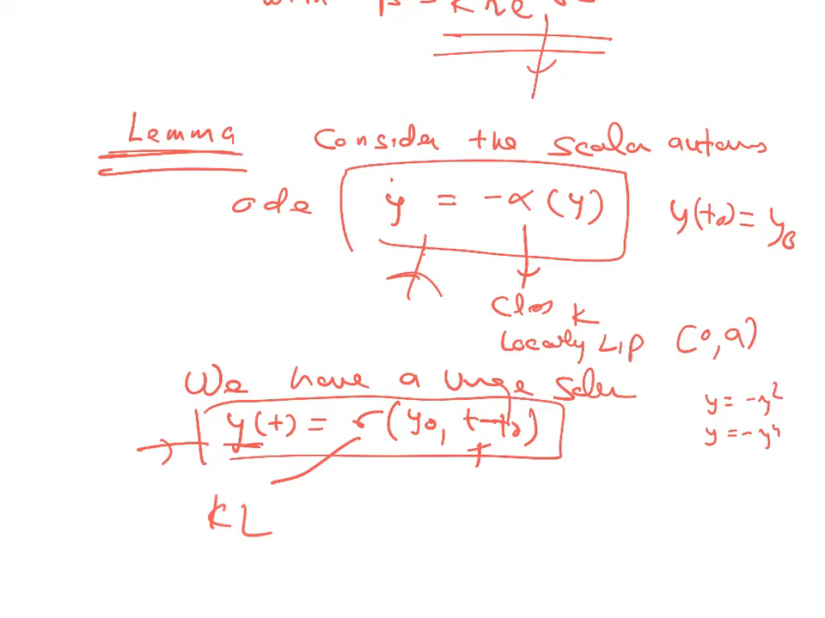Okay, you can take an example to show this. The example will be y dot equals minus k y, where k y is a class K function. In fact, it is class K infinity. It's increasing: as y goes to infinity, k y also goes to infinity, and y equals 0 gives k y equals 0. So this is of that form, y dot equals minus alpha of y, right?